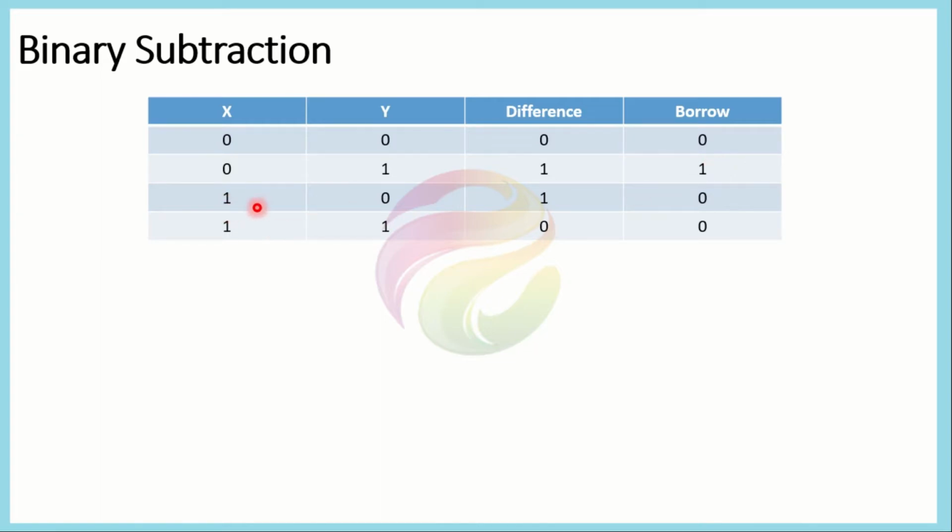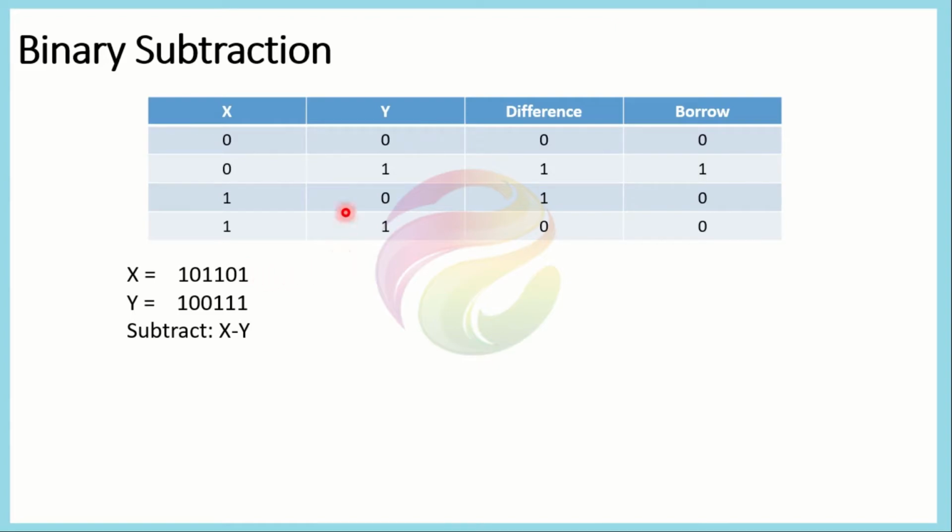The next one is that 1 minus 0 will result in a difference of 1, while in this case we will have borrow equal to 0. And the last one, we just subtract 1 minus 1, it will result in a difference equal to 0, and also a borrow of 0. Again, we have subtracted these two numbers by considering that both numbers were represented in a single bit.